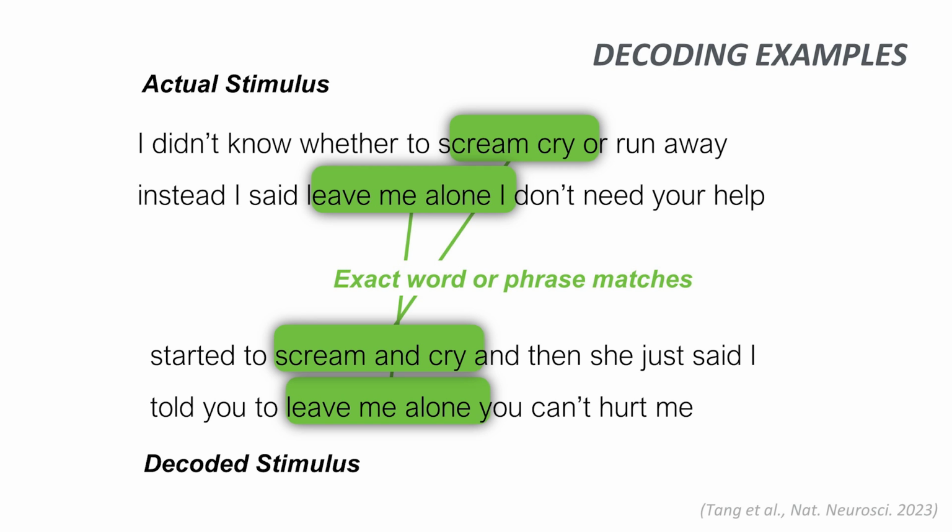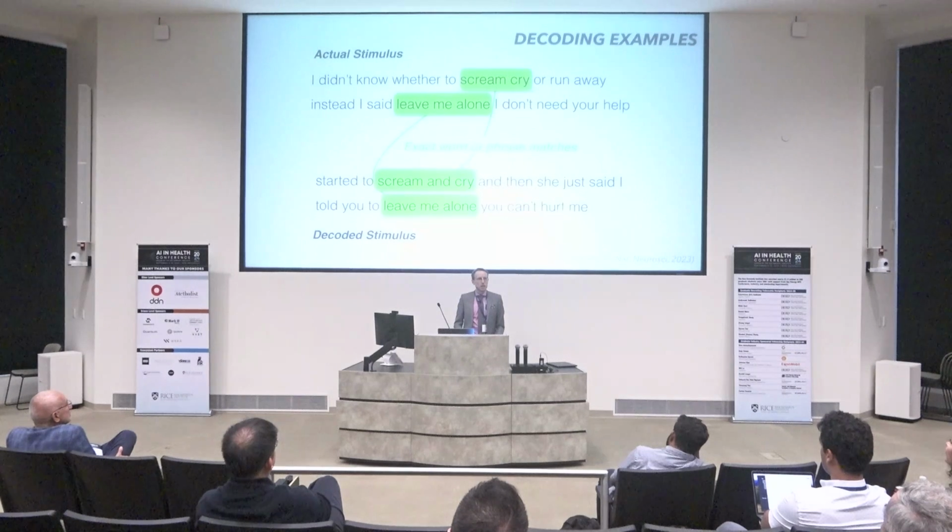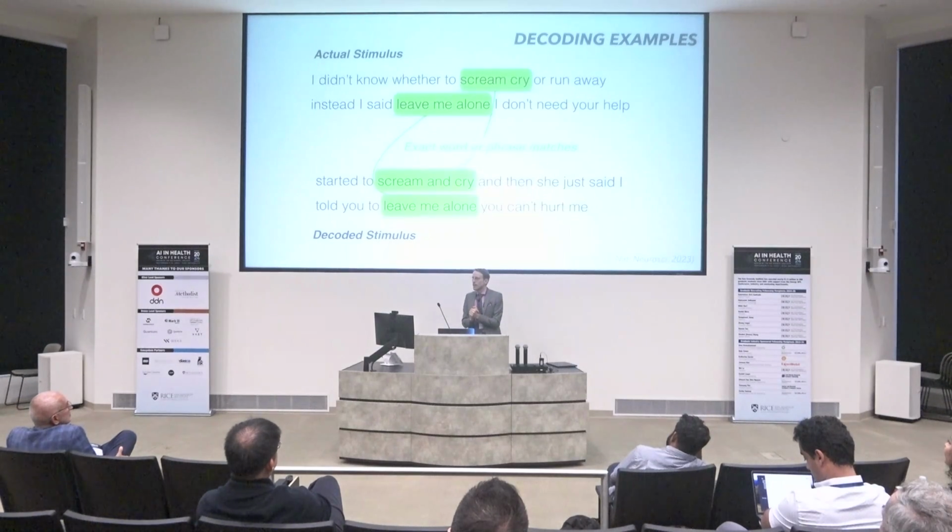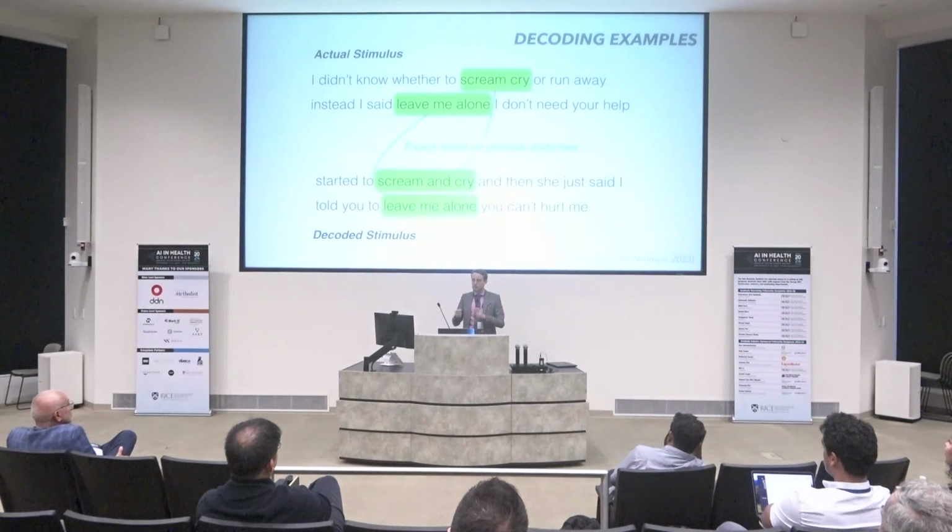But surprisingly, the overall gist is preserved. And in this case, even specific phrases, specific words are actually exactly decoded. So scream and cry, leave me alone, we're able to actually recover this from the fMRI signal. This, I gotta say, when we got this working, was shocking to me. You just saw examples that Chetan showed of language being decoded from these implanted electrodes where it's perfect. People actually get every word correct.